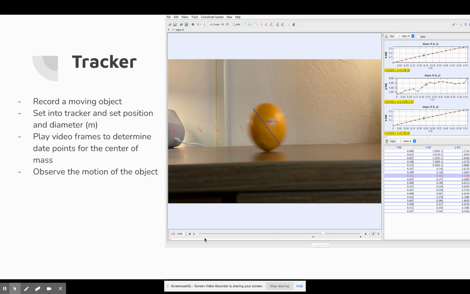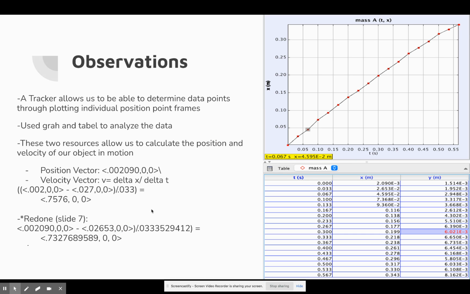After recording our motion, we put our video into Tracker, where we were able to flip through the video frame by frame, plotting position points to give us an accurate graph and data points of how and where the object is moving. So for our observation, when we plotted the points, we got back a graph that was increasing, positive, and going in the rightward direction. And we were also given a data table so we could get our position vector.